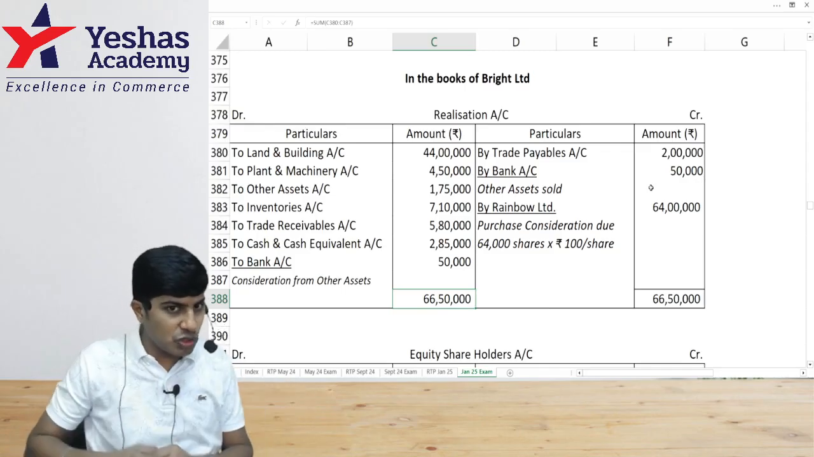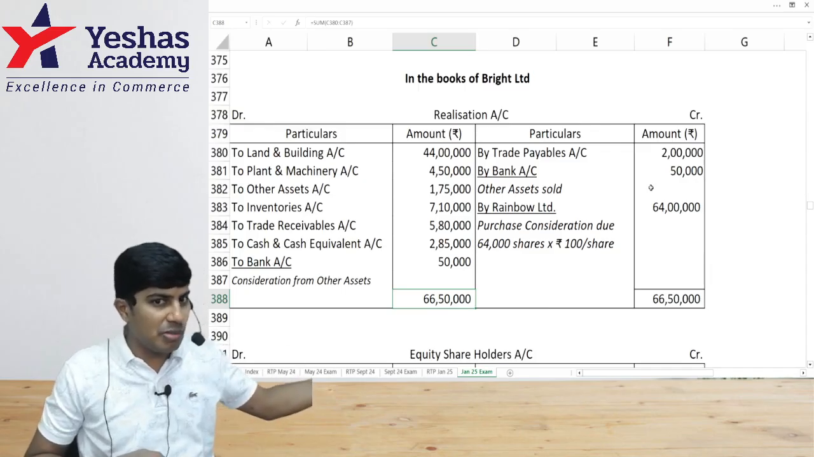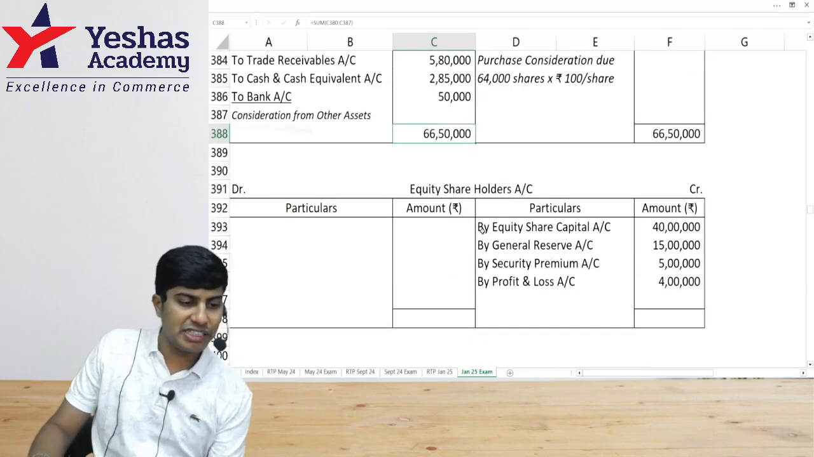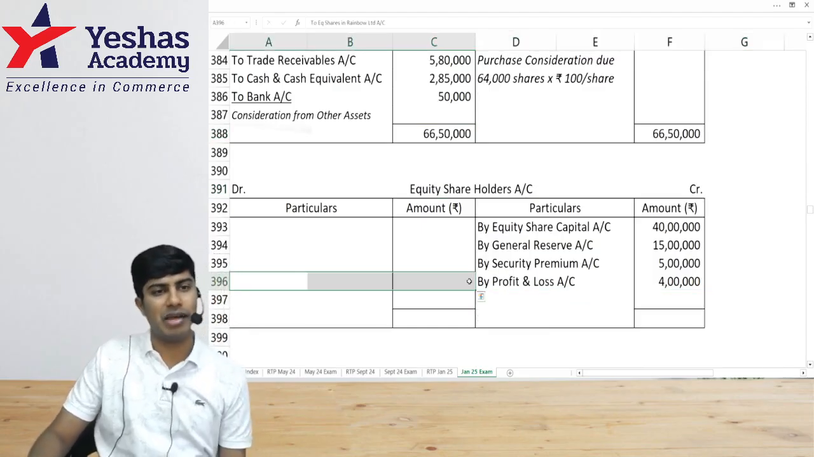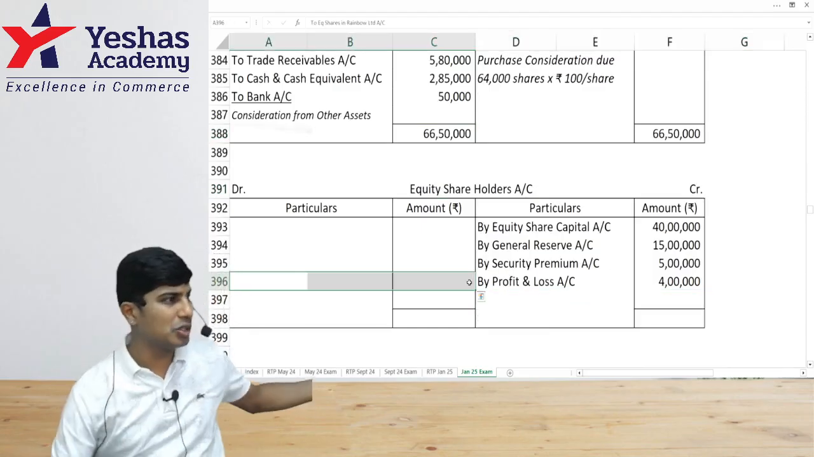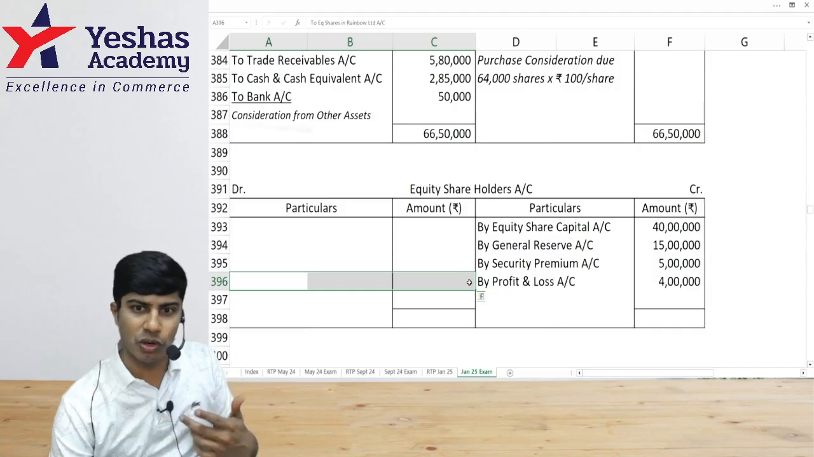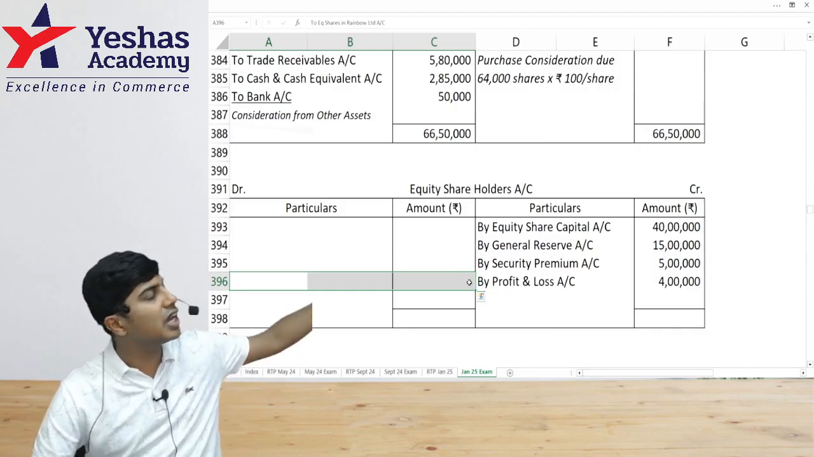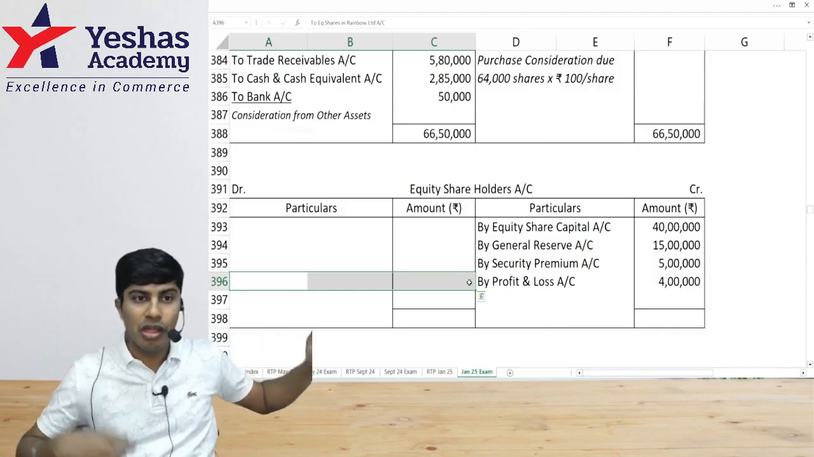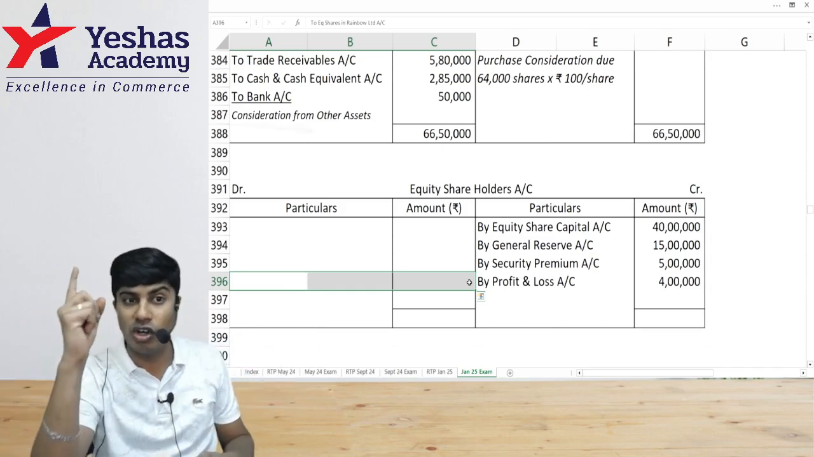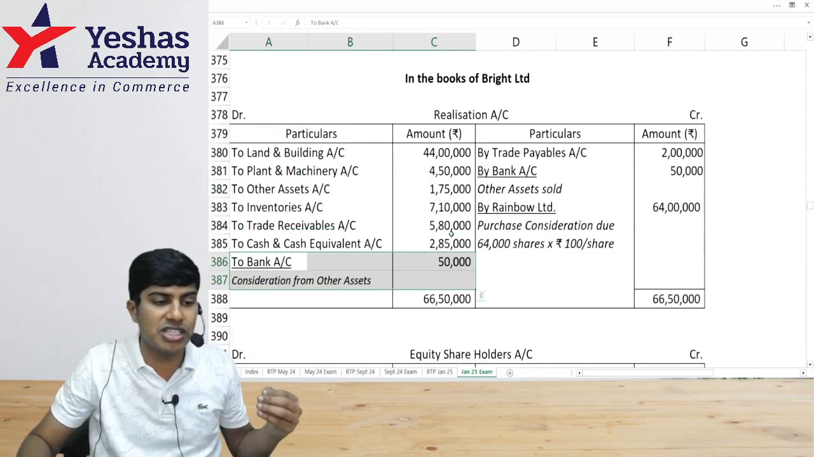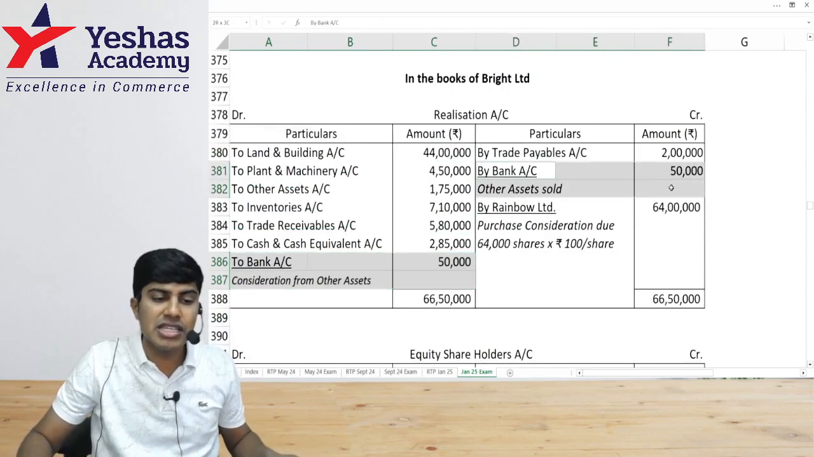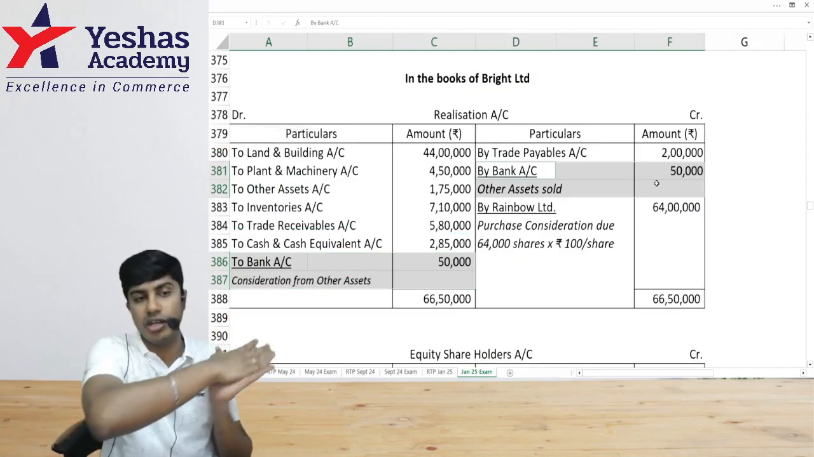In case I keep that 50,000 with me, it will become my realization profit. I'll share it to my shareholders and pay 50,000 to them using that bank balance. So either book that as profit and pay 50,000 to my shareholders, or assume that 50,000 is taken over by Rainbow Limited and give it to them. In this case, I mentioned it in the beginning of the question. I've assumed that this 50,000 consideration received on sale of other assets is sent to Rainbow Limited.